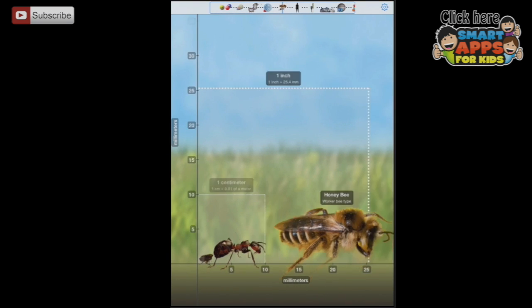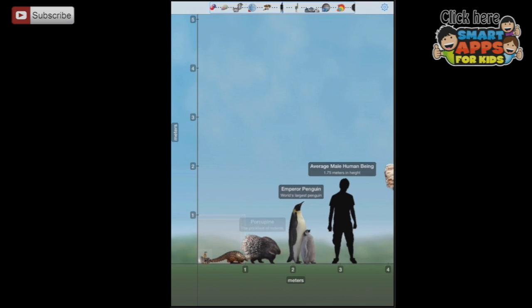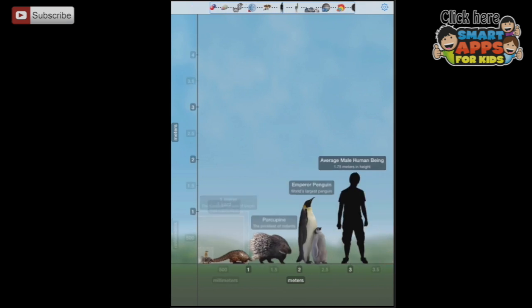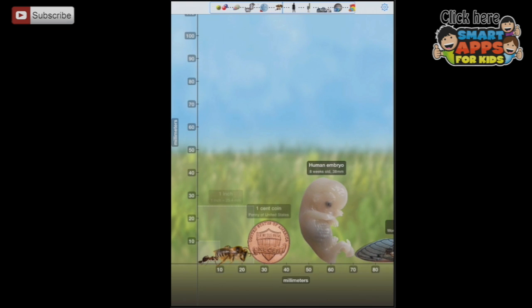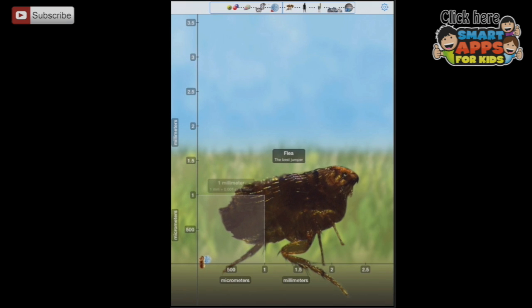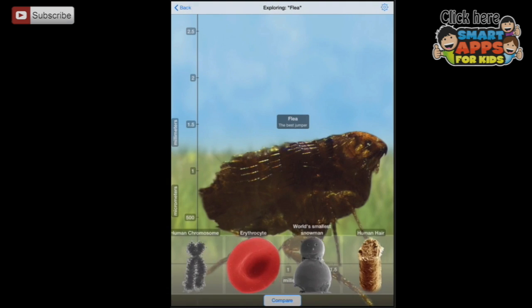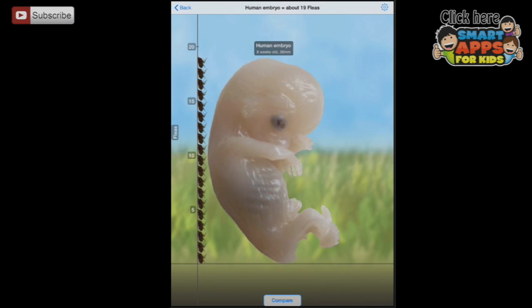Oh my goodness, if you have got a child, or even if you are fascinated by perspective or comparison or science, then you need to have a look inside Universal Zoom, and I can guarantee you are going to spend some time in here investigating all the different comparisons. Flea. Let's have a look compared to the human embryo equals about 19 fleas. Oh, all right. I'm going to have to leave this, otherwise I'm going to be here all night. So you go and have a look at Universal Zoom and do some zooming for yourself.